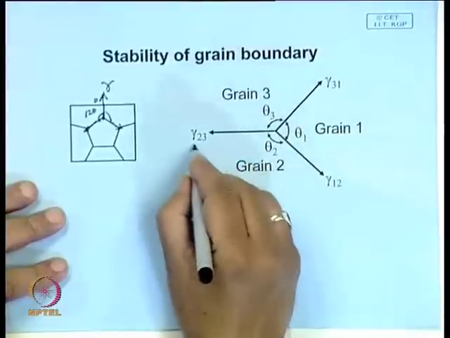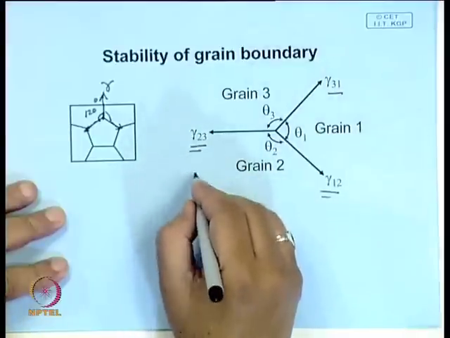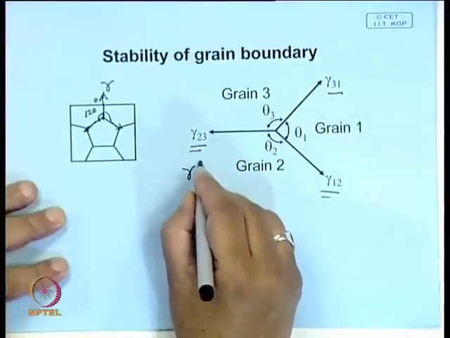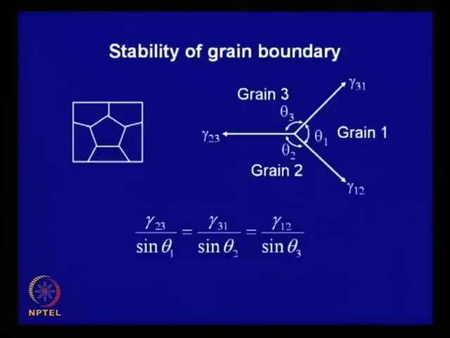These are 3 grains, and these are the grain boundary energies. Now, if you assume that all are the same, all equal to gamma, then you can easily show that this type of force balance is possible, and in that case, if all 3 angles are equal, theta 1, theta 2, theta 3 will be equal. So 3 lines can meet with equal angles, and that angle is obviously 120 degrees.